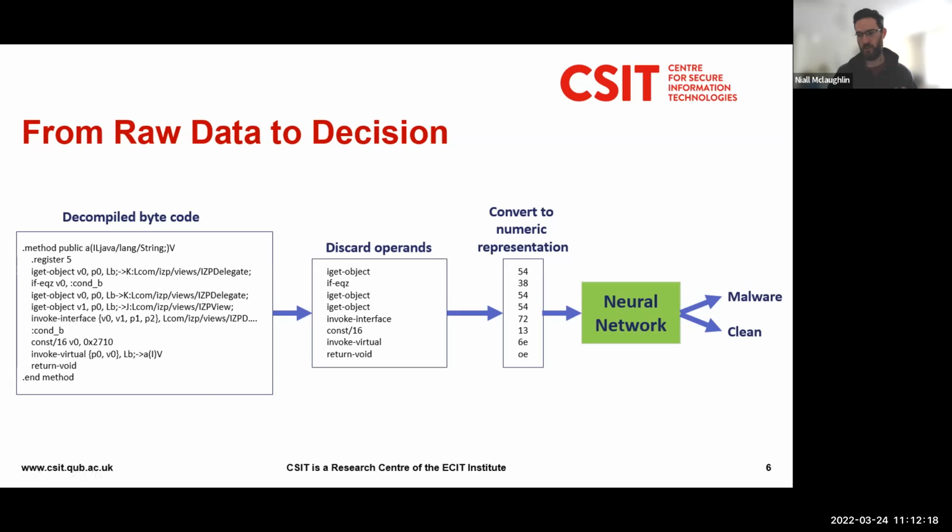Okay, so we want to figure out what the app is trying to do, and that will tell us if it's malware or not. So we take this decompiled bytecode, and I hope you can see my cursor here, and we strip away almost everything. What we're left with is a sequence of the opcodes. We discard the operands, which are all these other things over here, basically the arguments for each instruction, and we're just left with the opcodes.